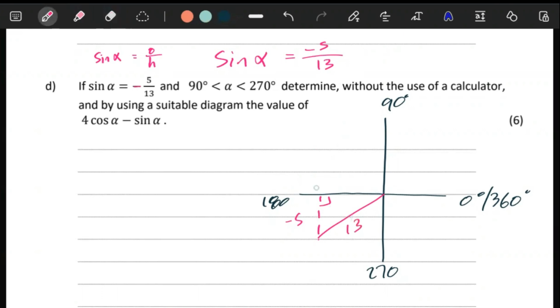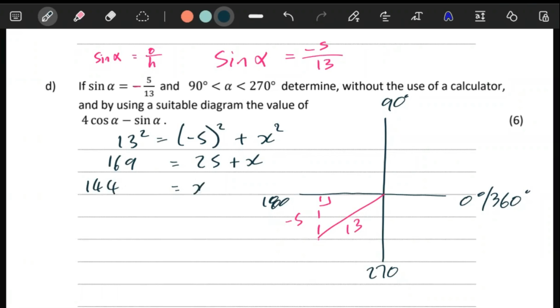Now, obviously here you have to work out the adjacent, which is where Pythagoras comes in before you even worry about doing anything. 13 squared is equal to -5 squared plus, let's just say, x squared. Don't forget to get your answer here as a minus, but let's see. 13 squared is going to give us 169. And then 169 minus 25, that's like 144.